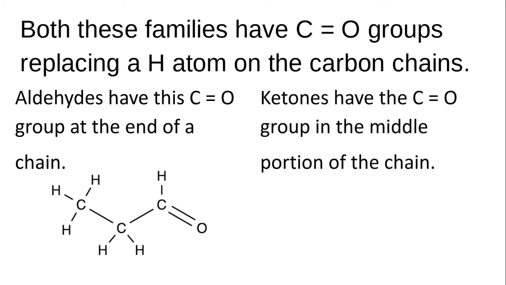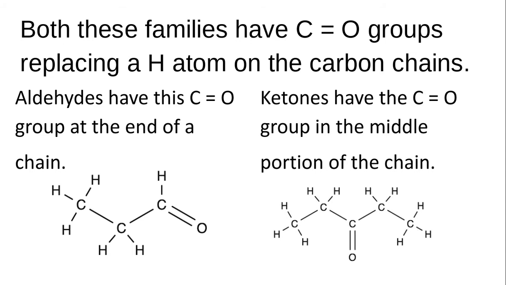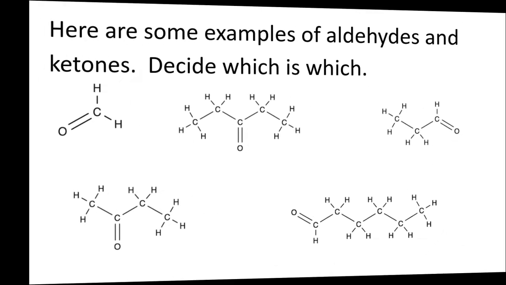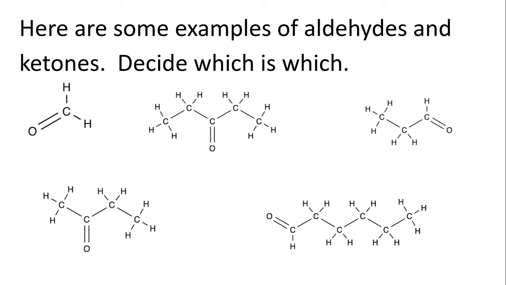A ketone has the carbon to oxygen double bond in the middle portion of the chain. So here's an example of a ketone. Again, very similar structures, in the sense that you can have isomers of these with the same chemical formulas, but aldehydes have the oxygen double bond on the end of the carbon chain, where ketones have the carbon oxygen double bond in the middle portion of the chain. So here are some examples. I want you to pause the video right now. It's a mixture of aldehydes and ketones. Decide which one of these is an aldehyde and which one is a ketone. Okay, pause the video now.